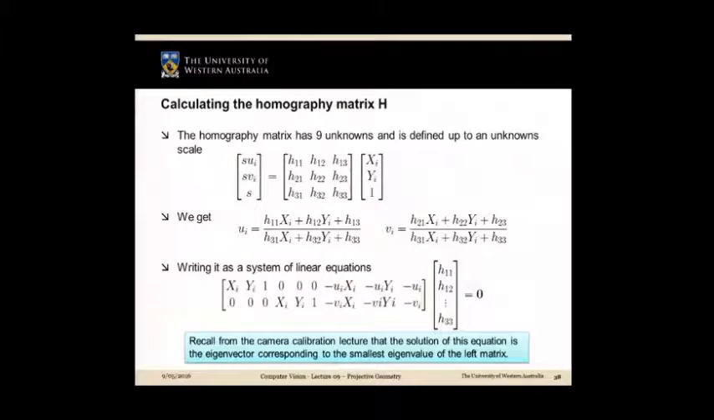Now, recall from the camera calibration lecture that a solution of this equation is the eigenvector corresponding to the smallest eigenvalue of the left matrix, right? So, brief concepts from the previous lecture. If you go through these particular slides of the previous lecture and try to understand this calculation, that will also help you to understand this one. Actually, all this is based on that previous calculation, and it's very easy to understand, very well explained there as well, right?